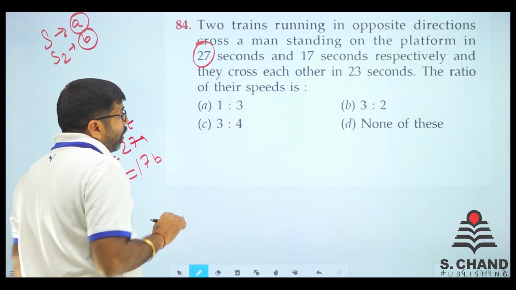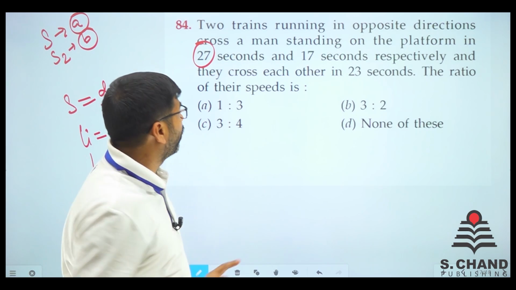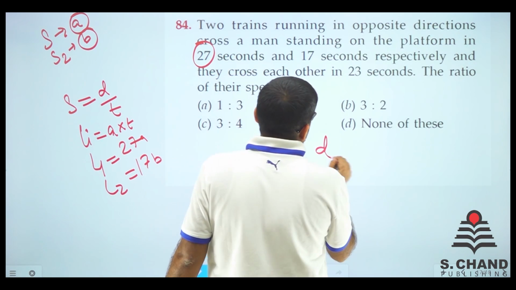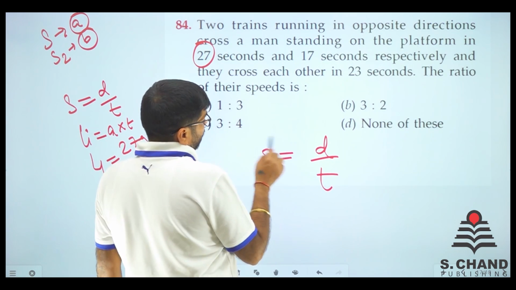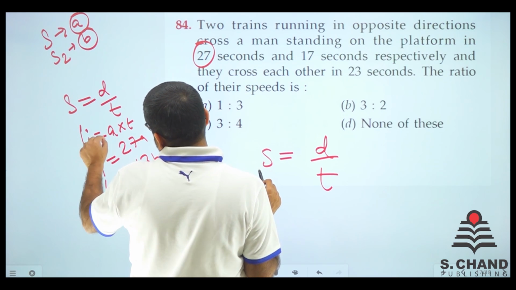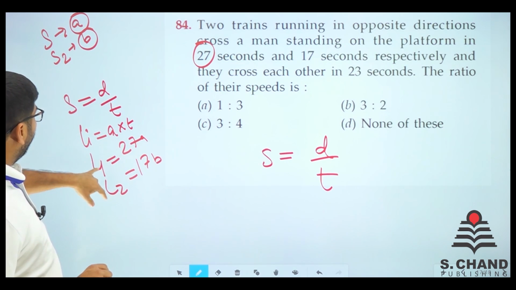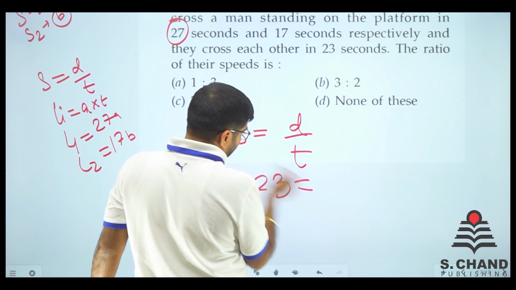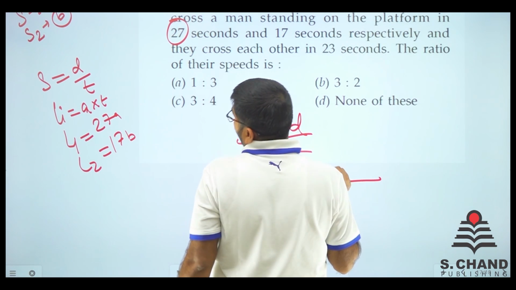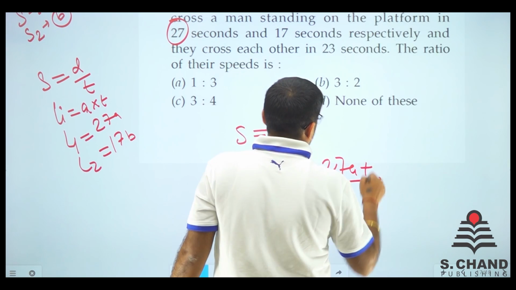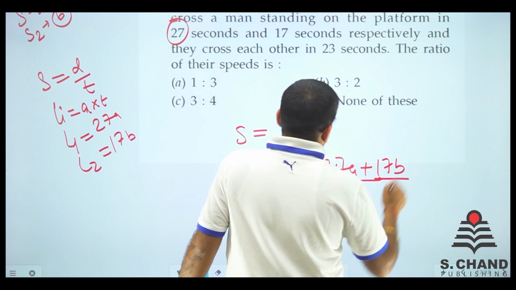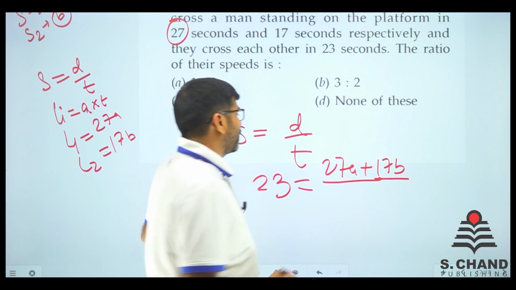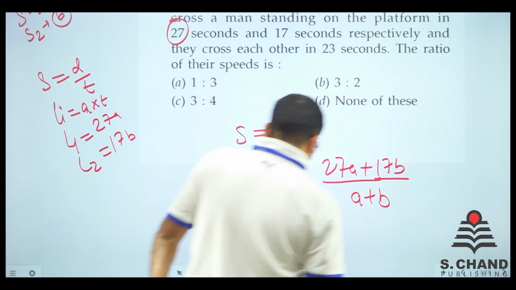Right? Now, if you remember, the ratio of their speeds we want, right? Do just one thing. Speed is equal to distance upon time. The total speed is equal to this speed plus that speed. Here we have length 1 and length 2 and the speed is A plus B, right? So 23 seconds is the time. Distance is L1 and L2, 27A plus 17B. And the relative speed, since both the trains are moving towards each other, is A plus B.